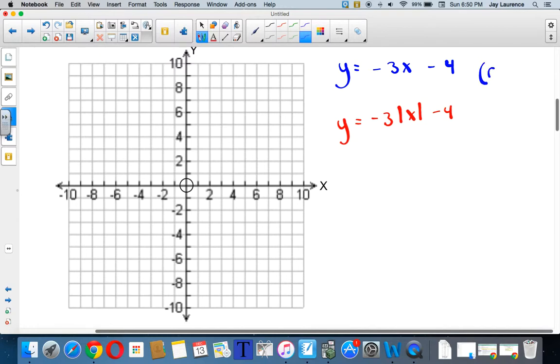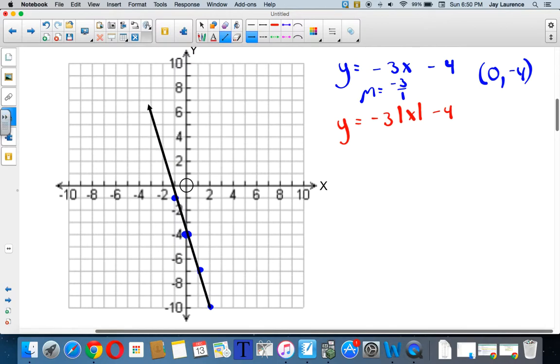Here comes my solution. 0, -4 is the y-intercept right there. My slope is going to be -3 over 1. So I go down 1, 2, 3 and over 1, down 1, 2, 3 and over 1, and up 1, 2, 3 and back 1. All right, so when I do this, I'm going to get a beautiful graph like this.